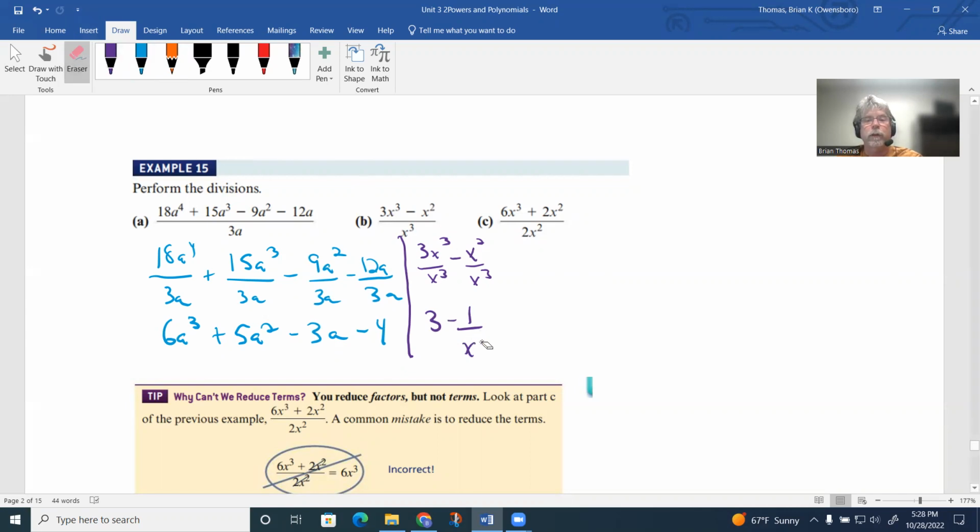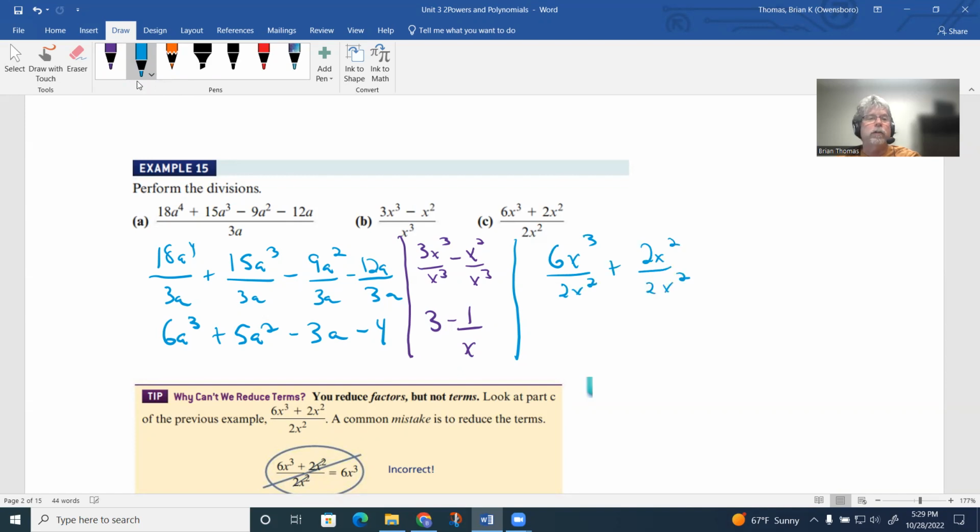Should say. So that one there, it almost looks better off written like it was. So that's what we see there. So the next one we have is, again, if we separate it, it's going to be 6x cubed over 2x squared plus then 2x squared over 2x squared.